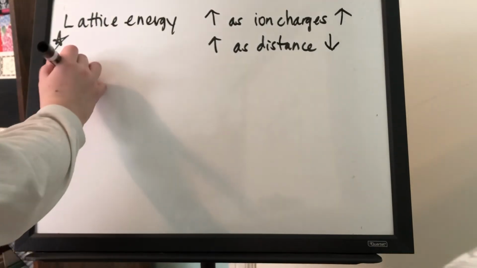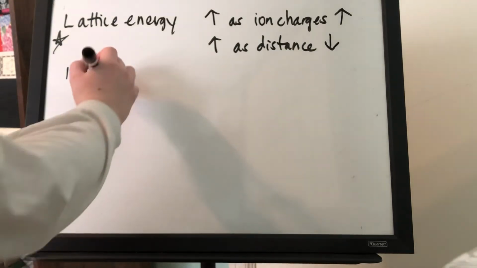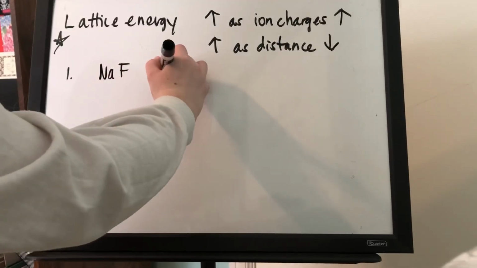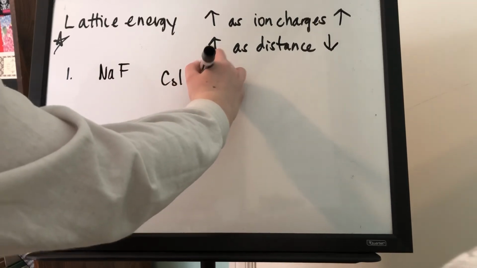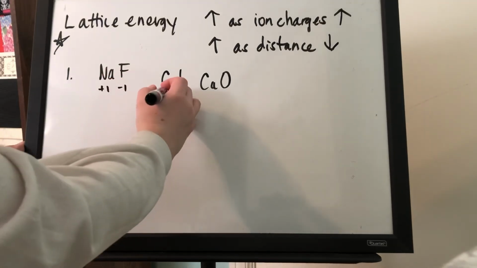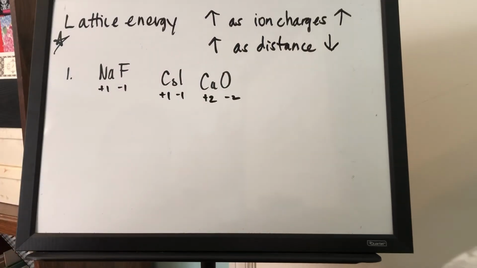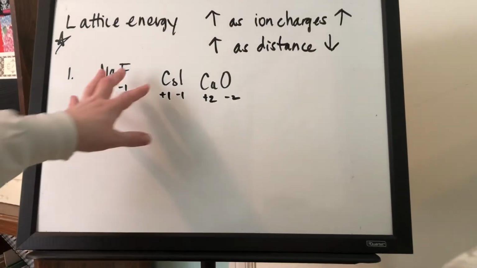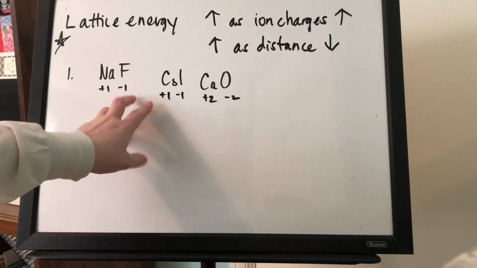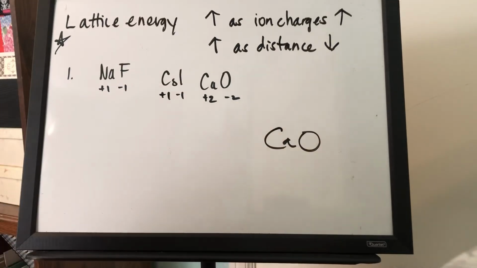All right, number 1 asks you to arrange the following compounds in order of increasing lattice energy. That means small to large. We have NaF, CsI, and CaO. The first thing you want to look at is your charges. This is a +1, -1. This is a +1, -1, and this is a +2, -2. So it's very obvious that these 2 are the lower lattice energies, and this one's the higher one. We can put CaO as my highest, because remember, it depends primarily on ionic charge.